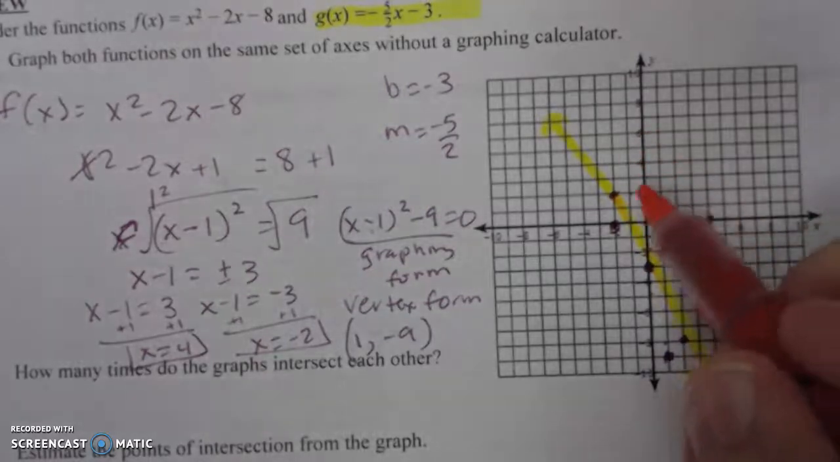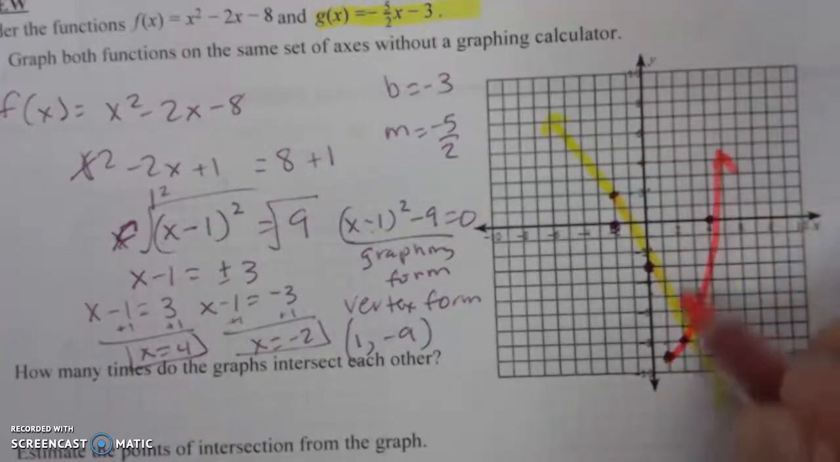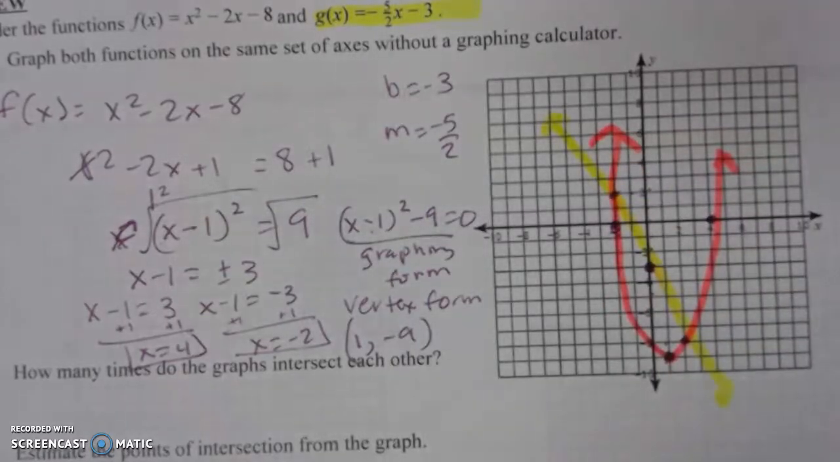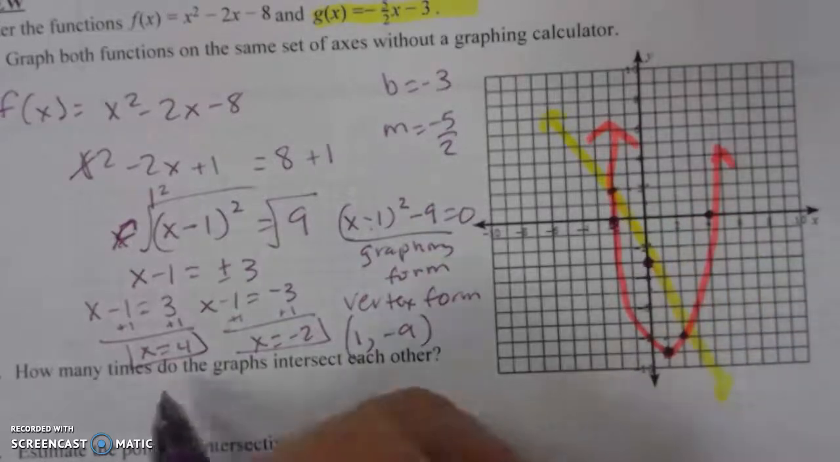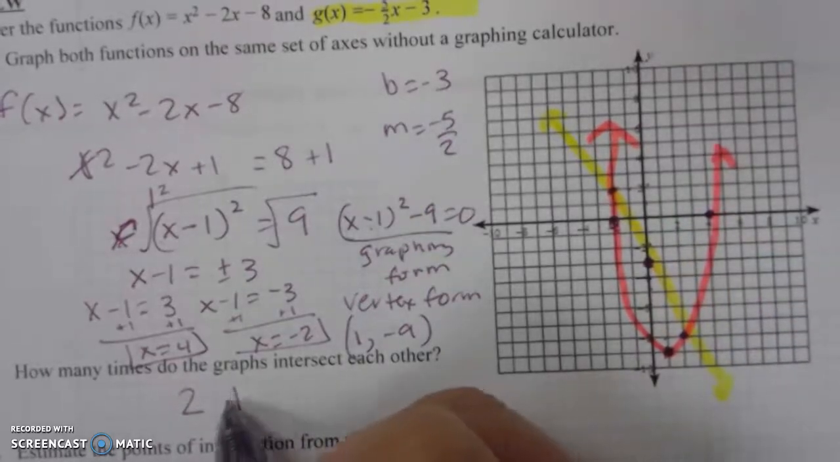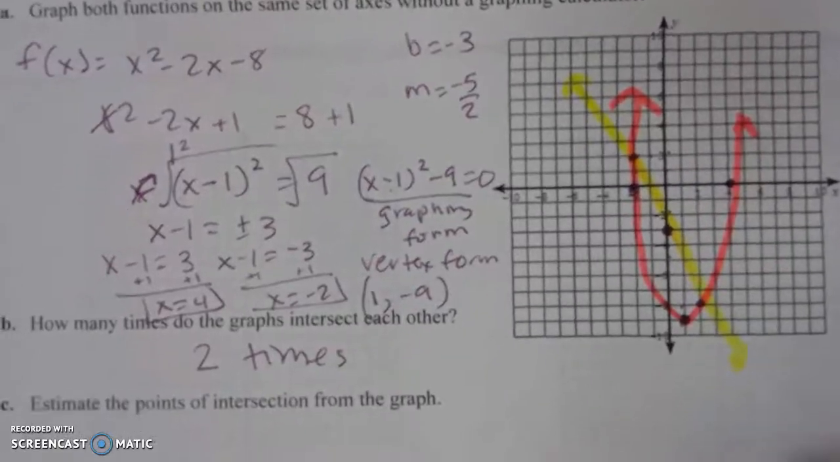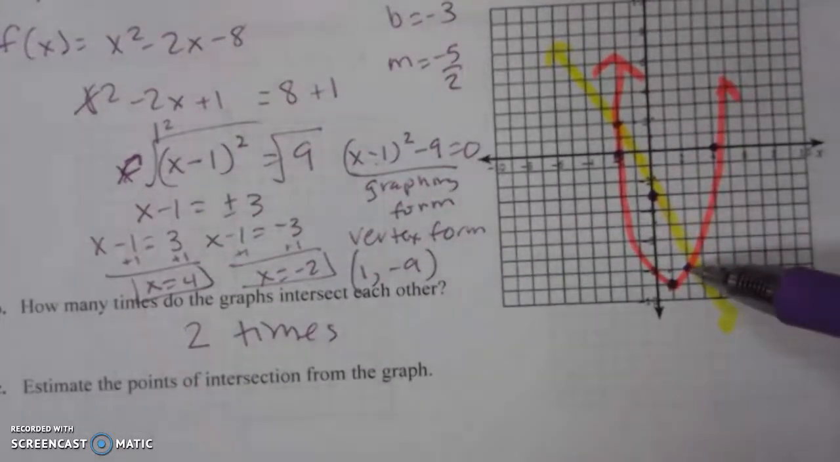Okay. So that graph is going to look something like that, right? So how many times does the graph intersect? It looks like it intersects up here and down here. So 2 times. And estimate the points. Well, we don't know exactly what they are, but we're going to estimate. Maybe it's this point right here.